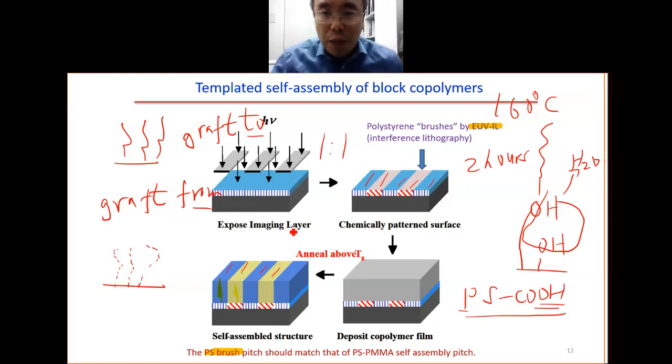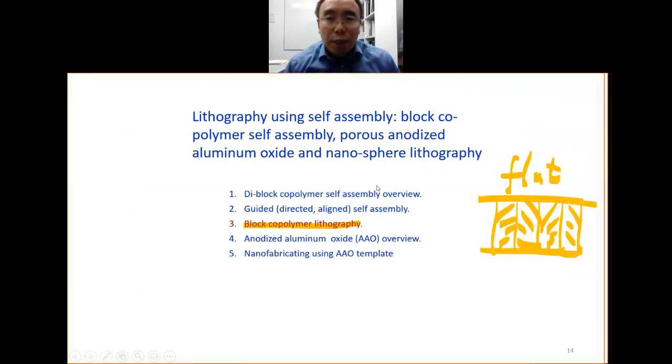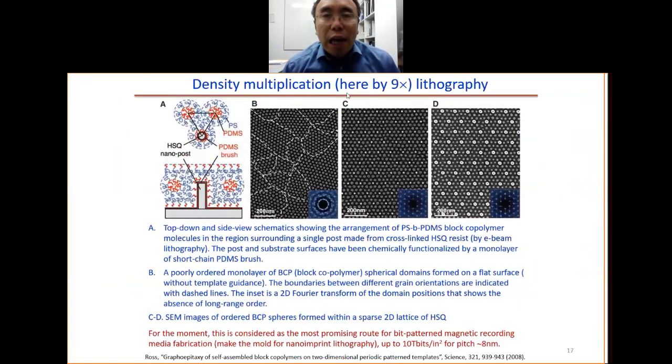It's the same pitch. But still, this one is useful because if this part is very rough, it can be very rough. But after this process, the transition will be very smooth. You get very smooth lines. So this is 1 to 1 ratio, no higher density. But in this case, we get 9 times higher density of the number of the pillars compared to the pillars you patterned originally.